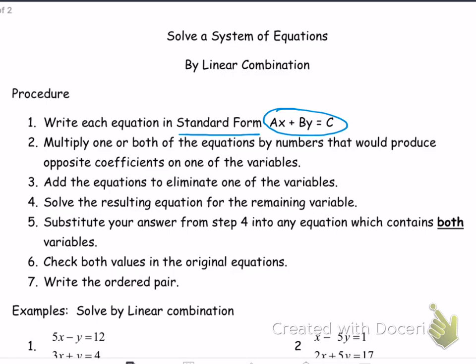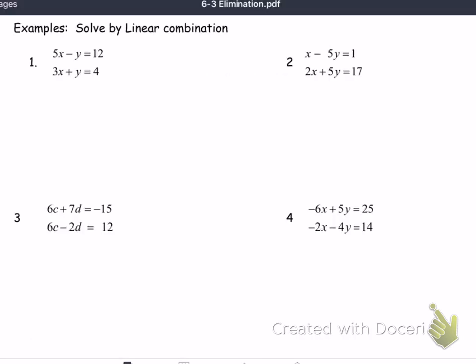So I'm sure the procedure may sound a little bit confusing, but I think if we do a few examples then it might make a little bit more sense. So let's just jump down to the examples. If we look at the first one, we have line A is 5x minus y is equal to 12, and line B is 3x plus y is equal to 4.